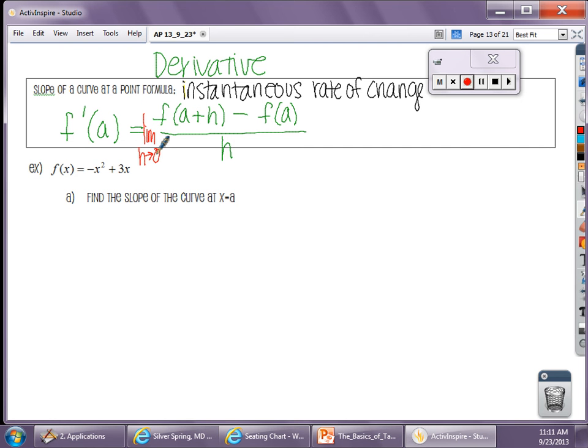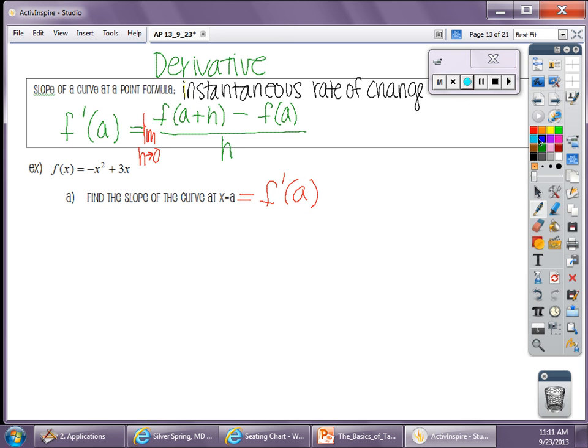Okay? Alright, so now that we have that, let's do that example. You already know how to do it. We've actually done this already. So it says find the slope of the curve at x equal to a. So what are they really asking you for? F primed of a. That's what they're asking for. F primed of a is how you read it.